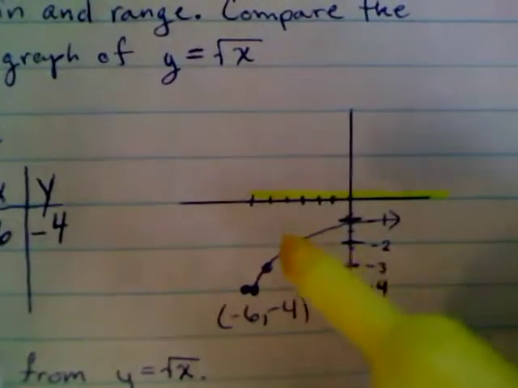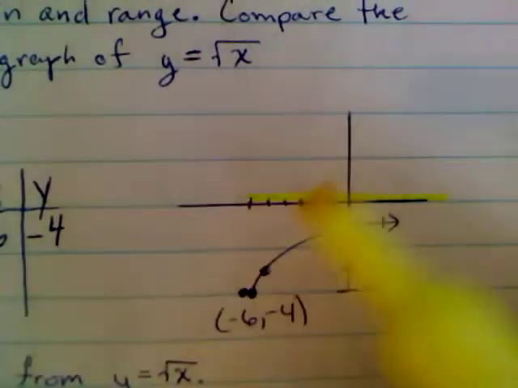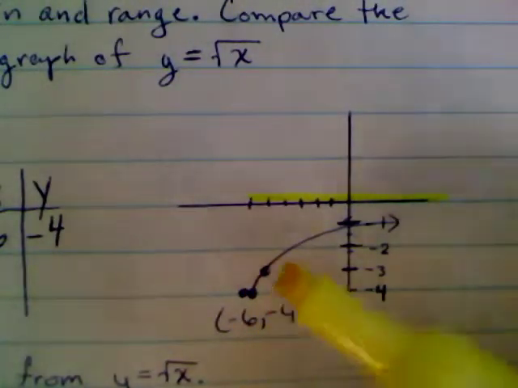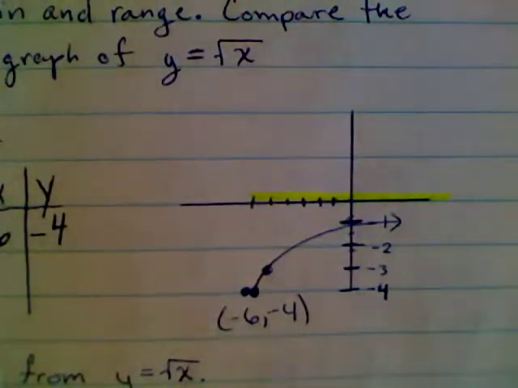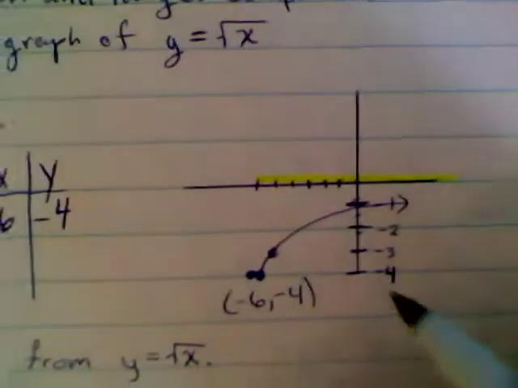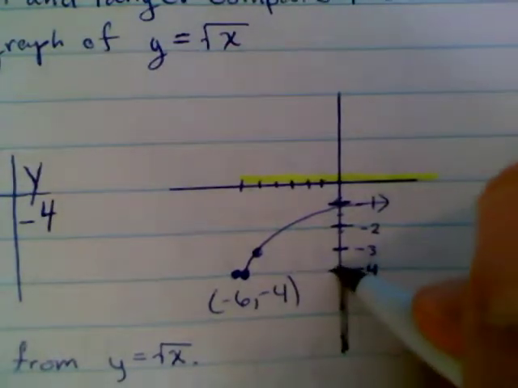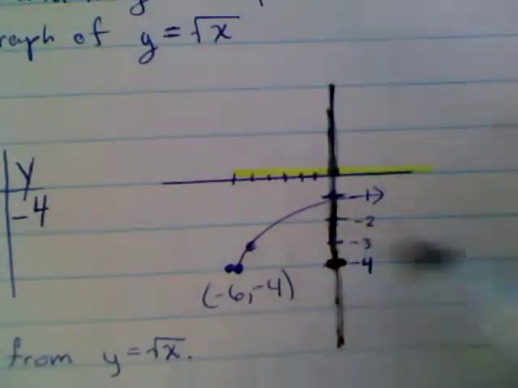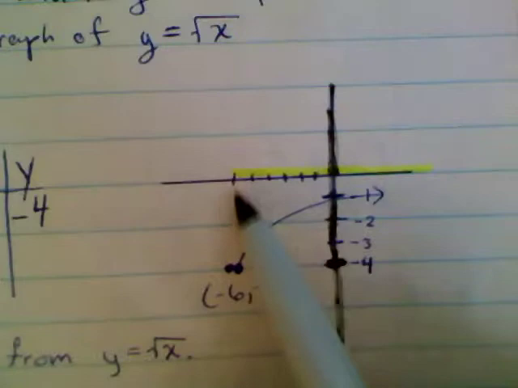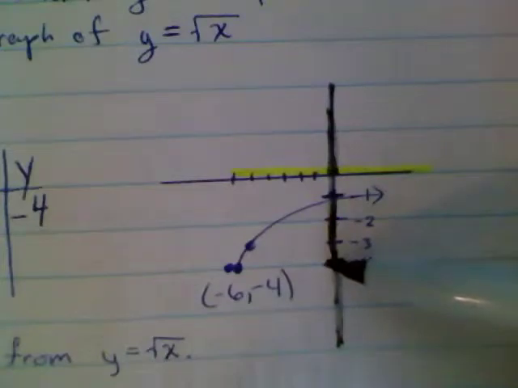So for domain, I'm only looking at that horizontal axis. Where in this entire graph do I see x values? Only to the right of x equals negative 6. And now, where on the entire graph do I see y values? I don't see any y values down here, but everywhere else from negative 4 and up, I'm going to see a piece of that square root function. So it's where x is greater than or equal to negative 6, and where y is greater than or equal to negative 4. This is how I'm getting my answers here.